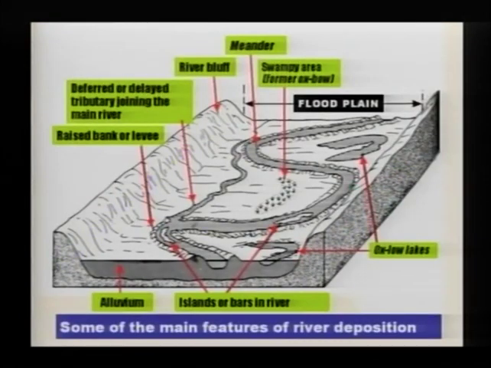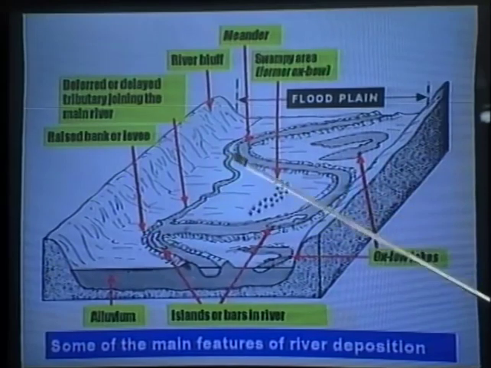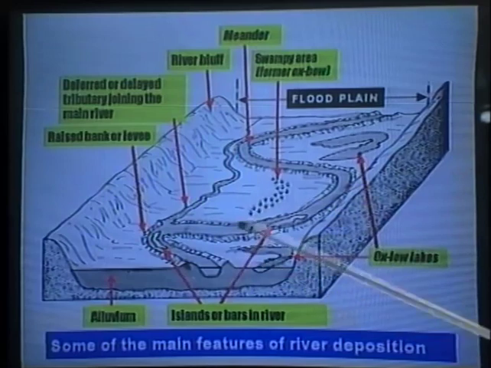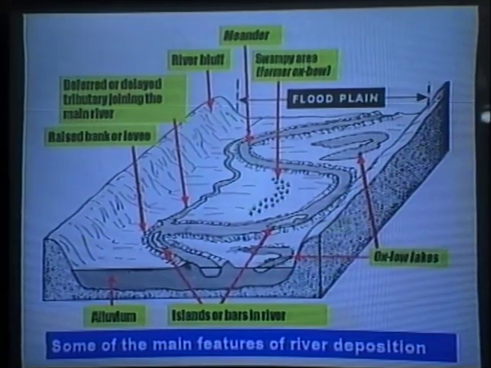And then as it reaches the last stage or the final stage, the floodplain becomes well developed and a lot of depositional features are actually created or formed. Those are some of the samples or examples of what is found in the last stage of the river valley, or the floodplain.